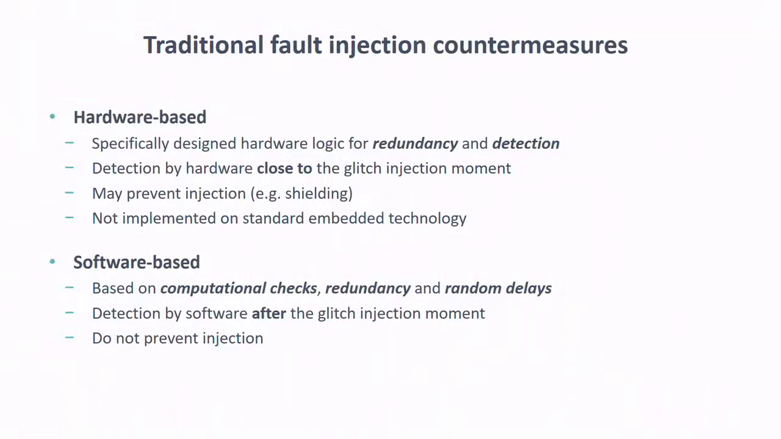Well, academia typically splits up the fault injection countermeasures in two groups. There are the so-called hardware-based countermeasures and the software-based countermeasures. The hardware-based countermeasures are really the strong ones. The idea there is that you create a chip and you implement specially crafted hardware in order to prevent these types of attacks. Typically they focus on redundancy and detection. And whenever there's detection, because the hardware is specially crafted to do this, the detection will be very close to the moment the glitch is injected. And also, it may be possible to actually prevent the injection as a whole.